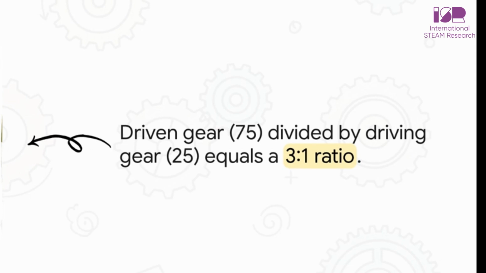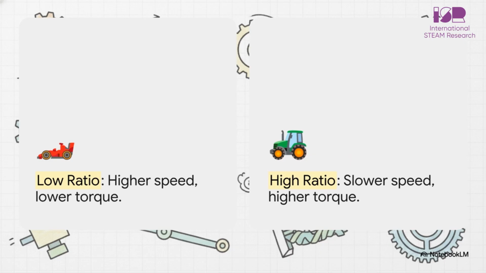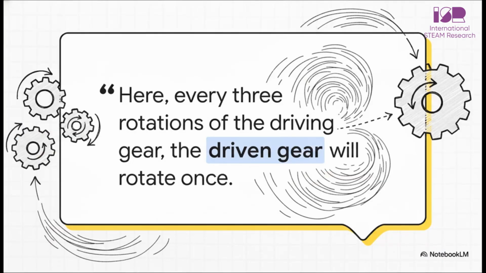What this means in the real world is that the smaller 25-tooth motor gear has to rotate 3 full times just to turn the larger 75-tooth gear one single time. This math dictates the ultimate rule of all mechanical systems. A low gear ratio will give you higher speeds, but significantly lower torque, which is great for something like a fan or a drone propeller. But a high gear ratio will result in a much slower speed while massively amplifying the torque, which is exactly what you need for an industrial crane or a heavy-duty robotic gripping claw.